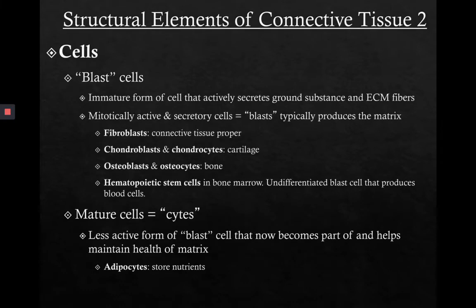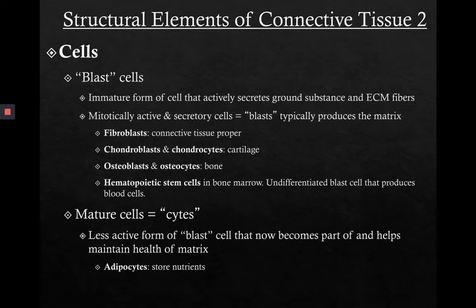Blast cells versus mature cells. Blast cells you can consider immature cells, and what they're going to do is build or make the matrix. So they're going to secrete ground substance and the extracellular matrix protein fibers. They're the most mitotically active, they're secreting, they're basically making that stuff that's outside a living component or cells. So they're producing the matrix.